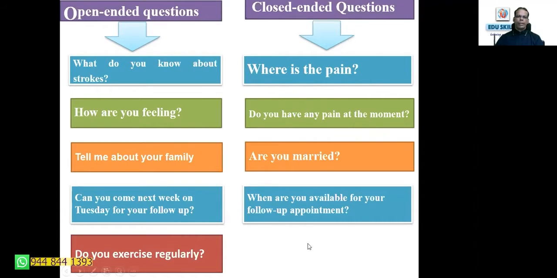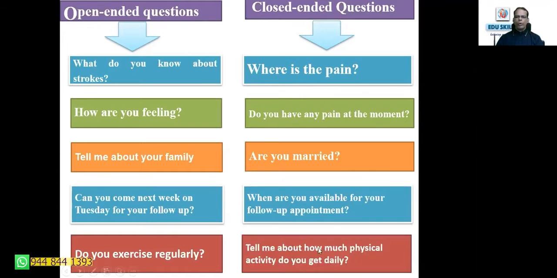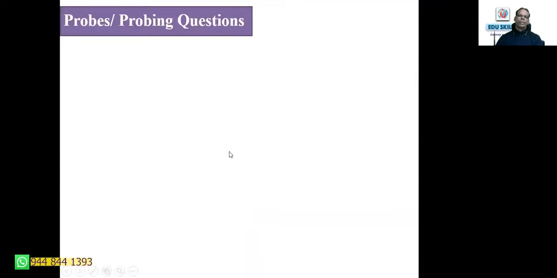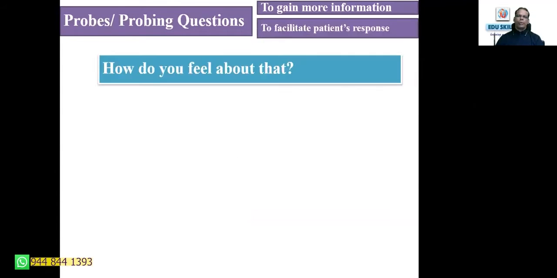Do you exercise regularly? Is closed-ended. Tell me about how much physical activity you get daily, is open-ended. Okay. Now, probing questions. One more type of questions which you can use in your speaking is probing questions. The aim is to gain more information to facilitate the patient's response. Though you have asked an open-ended question, or after your closed-ended questions, you can gain more information by asking probing questions, or probes we call it.